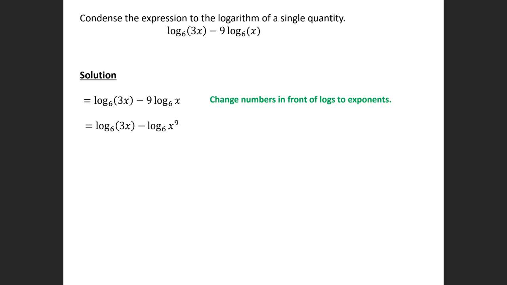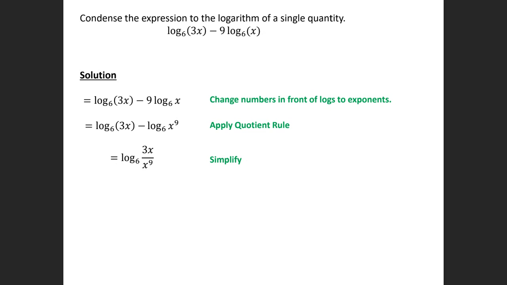I have a subtraction. So this is the quotient property that says that if I have two logs that have the same base that are being subtracted from each other, I can divide them into one single log, right? Applying the quotient rule, this is going to give me log of base 6 of 3x divided by x to the 9th. And this is my final answer. Questions? All right. Very good. Awesome.